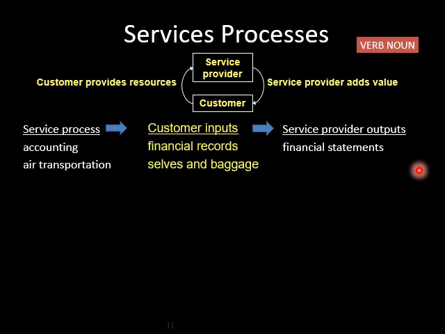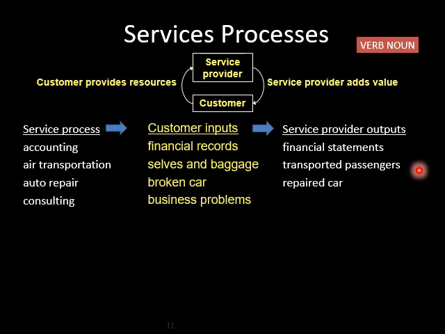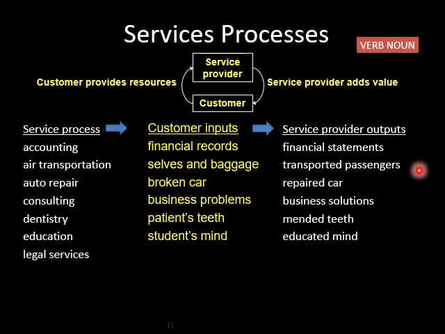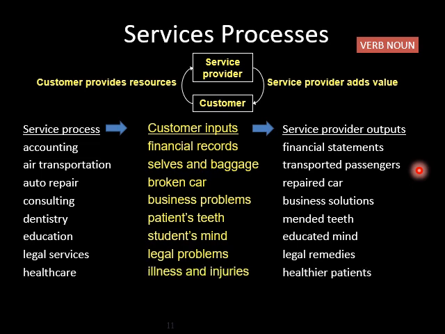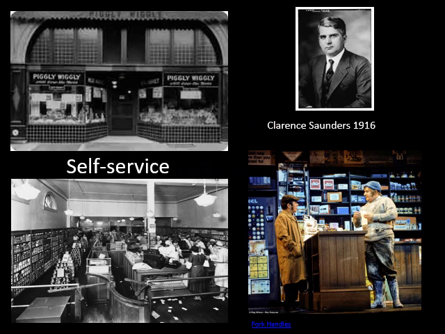And here are some examples. I'll flip through them quite quickly. And you can see that in each case, the customer has provided inputs to provide a service outcome. And you can see the verb noun configuration here: financial statements, transported passengers, repaired car, business solutions, mended teeth, legal remedies. So you've got these processes here. So that was service process.